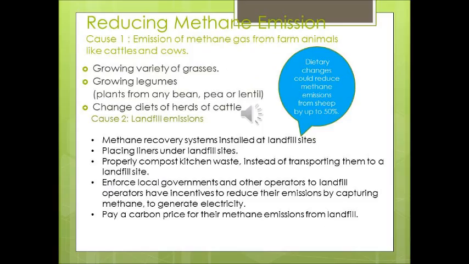Next, we have ways to reduce methane emissions. There are two main causes on this matter. First main cause is the emission of methane gas from farm animals like cattle and cows. To solve that, we can grow a variety of grasses.